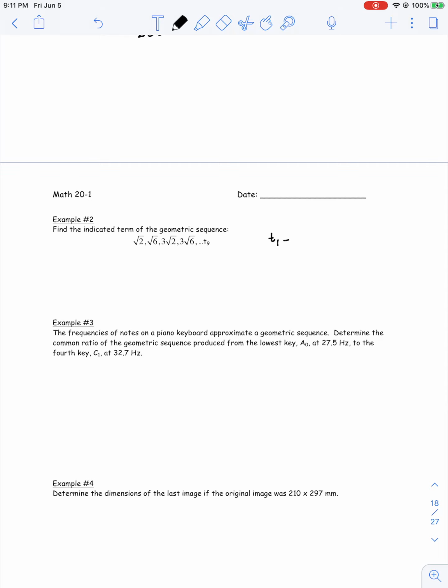Example number 2, we have our first term is equal to root 2. Our common ratio is going to be taking root 6, dividing it by root 2, and that's going to give us square root of 3. So when we're trying to find term 9, in this case, we're going to take our first term, multiply it by our common ratio to the power of 9 minus 1. So this is going to be square root of 2 multiplied by root 3 to the power of 8.